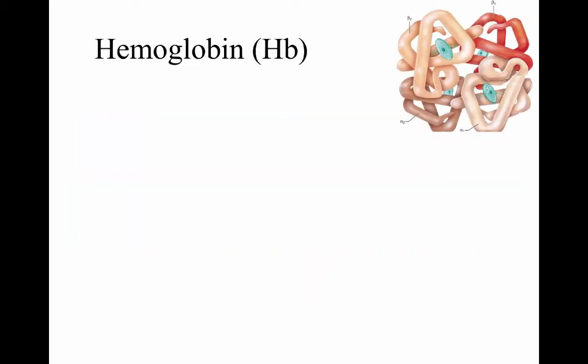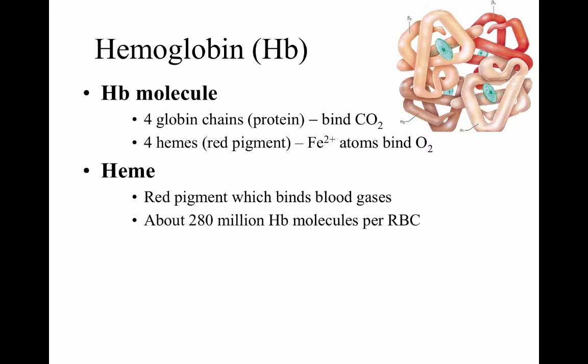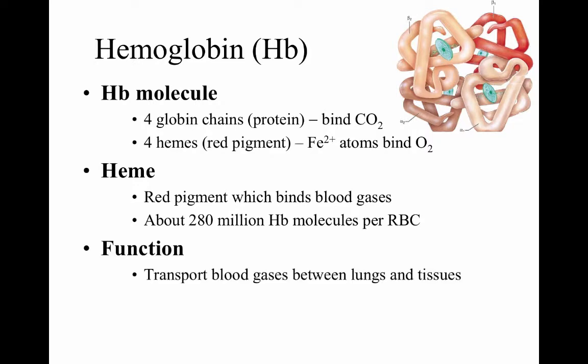When we take a look at the structure on the red blood cells that is actually helping with the transport of gases, we drill into hemoglobin. The hemoglobin molecule has 4 globin chains, which are protein, and these bind carbon dioxide. Then there are also 4 heme units, or red pigment, that are made of iron, and these atoms bind oxygen. Heme is a red pigment which binds blood gases, and we have about 280 million hemoglobin molecules per red blood cell. The function of these hemoglobin molecules is to transport blood gases between the lungs and tissues.